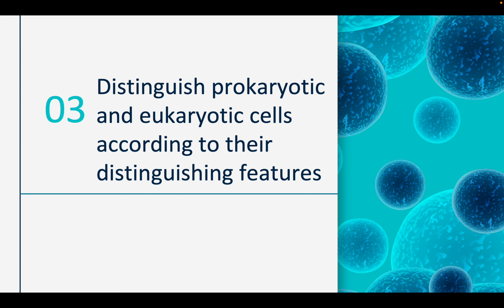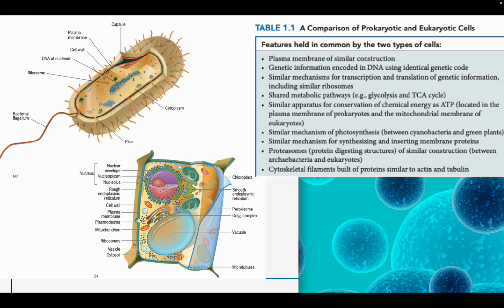So our next topic is distinguishing features of prokaryotic and eukaryotic cells. Now, what are these prokaryotic and eukaryotic cells? These are the images of a prokaryotic and eukaryotic cell. They are the two primary types of cells found in living organisms. As you can see, they are different. But despite their differences, they share common features that are essential for basic cellular functions.